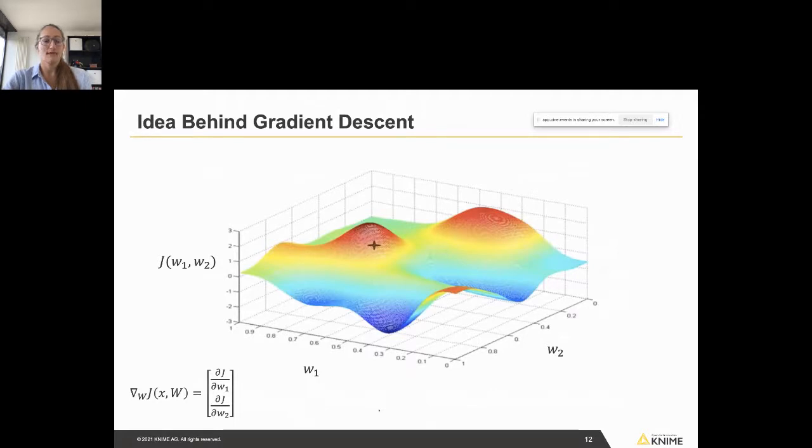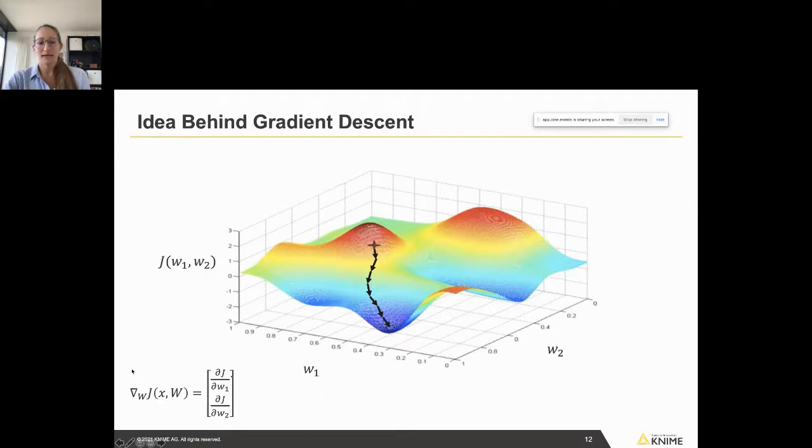So what the algorithm does, it always calculates the direction of steepest ascent and then decides, no, we want to make a step into the opposite direction, but just a small one. And it continues with this approach until it reaches the minimum.